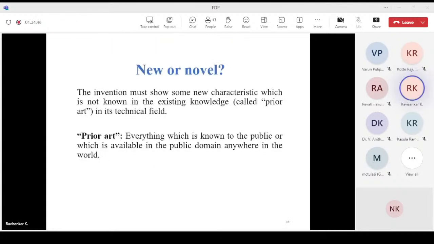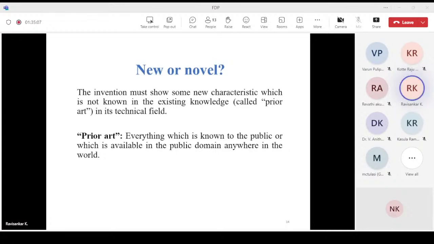The invention should have something new, a characteristic which is not known in the existing knowledge in its technical field. Coming to prior art, it is nothing but what is known to the public, already available in the domain before we file our application. It may be anywhere in the world, in any language.